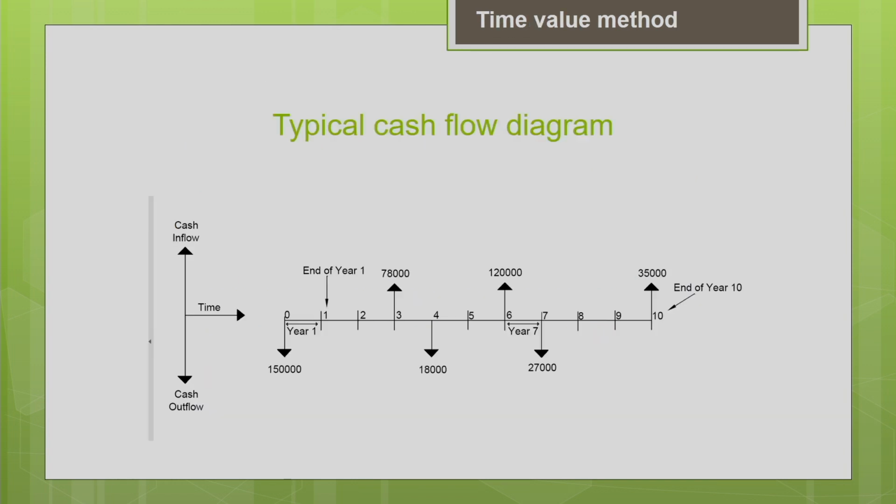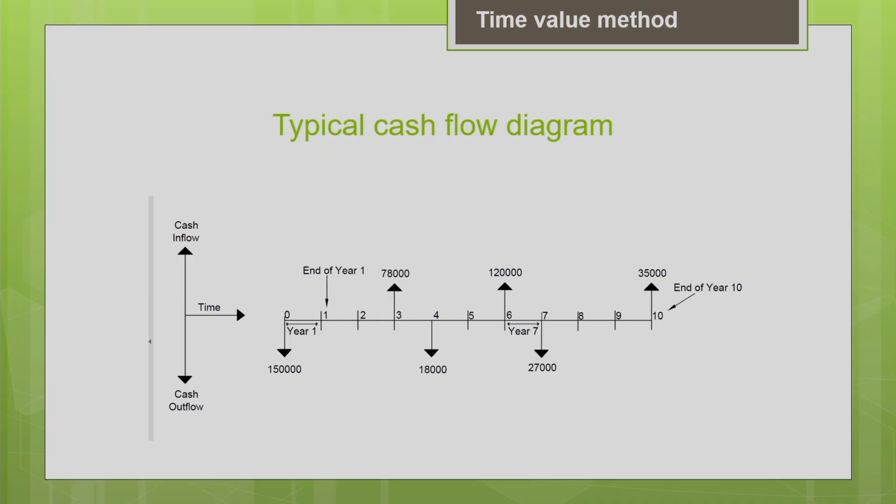So this shows a typical cash flow diagram. A cash flow diagram is nothing but a graphical representation of the cash flows which are occurring at different points of time. The horizontal line indicates the time period. Time 0, whatever cash flow occurs at time 0, indicates a present value. Year 1, 2, 3, 4 everything indicates the end of the year. So you have to remember that year 1, 2, 3 indicates the end of the period.